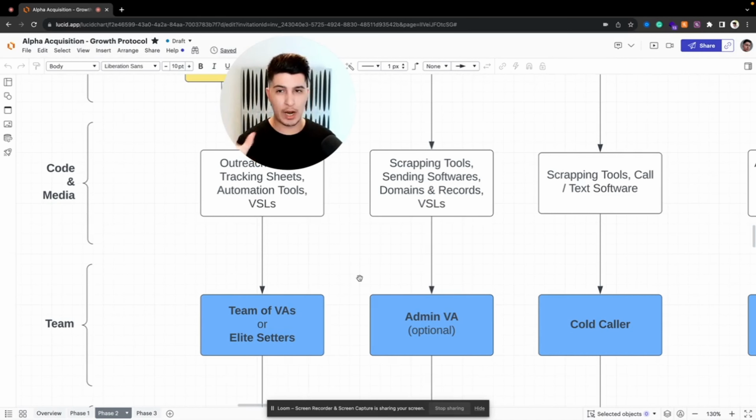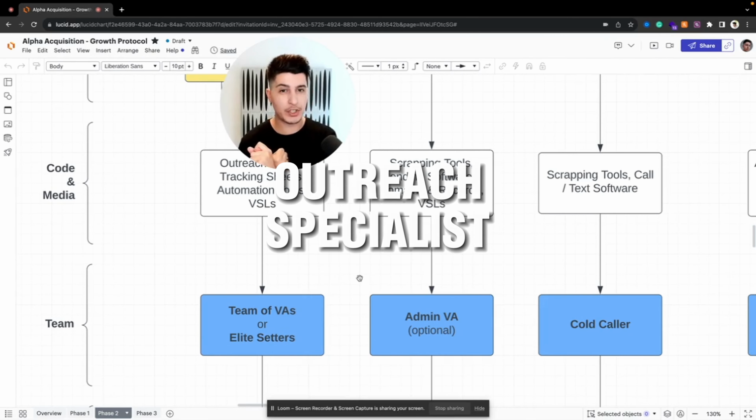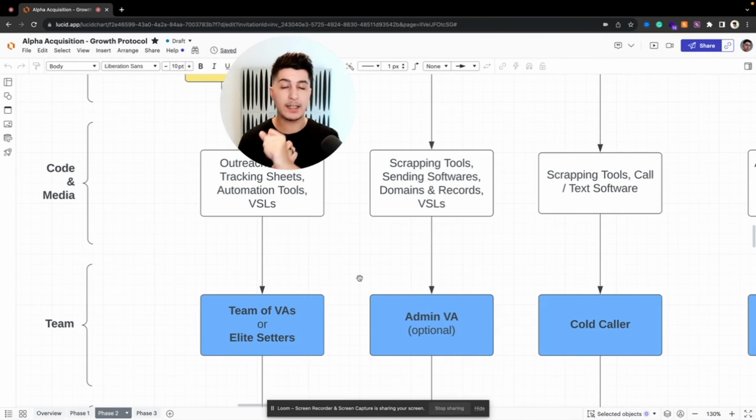Team, for example, for outreach on social media, you will need to make a decision if you need a team of VAs or a team of outreach specialists, or for example, elite setters. What are the differences between them? Why would you need one over the other? How many of them? And what is the type of growth that you can expect, right?